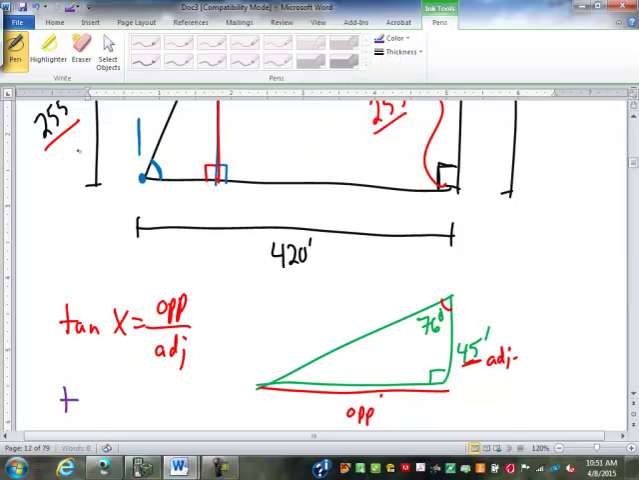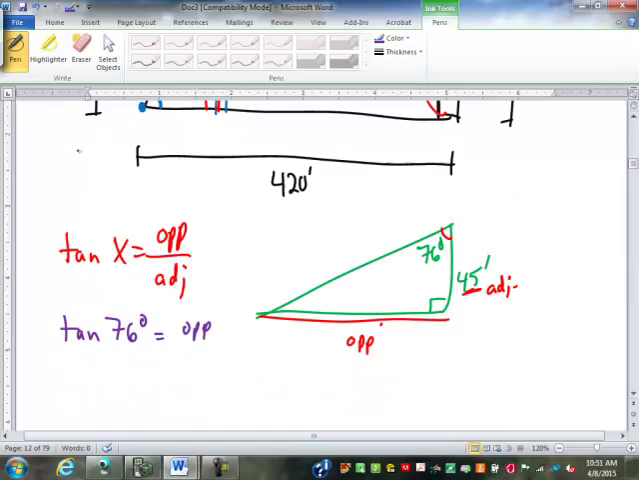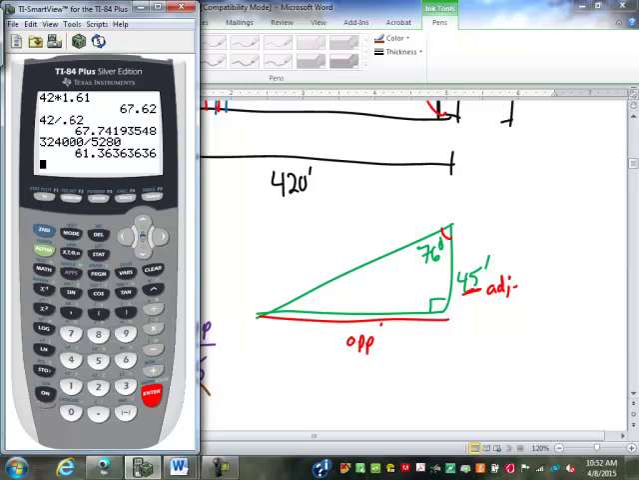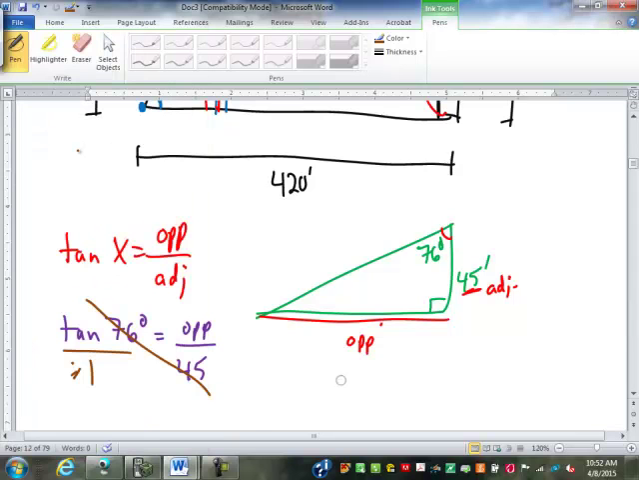Do we know the angle? Yes, 76 degrees. Do we know the opposite side? No, that's what we're looking for at this point. The adjacent side is 45. So we're going to put a tangent over 1 to make it a proportion. So this is going to be tangent of 76 degrees times 45 divided by 1, or just tangent of 76 degrees times 45, which gives us 180.49.